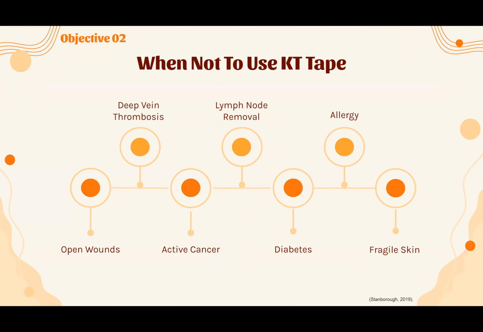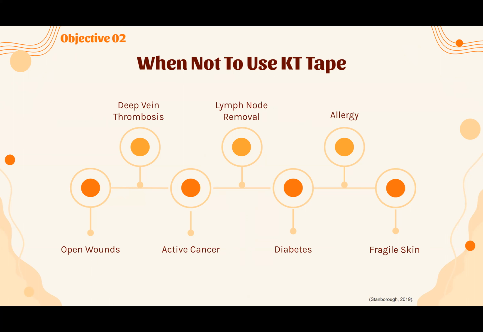It is important to know when to not use KT tape. Taping over an open wound may result in an infection developing at the wound site. KT tape helps to increase blood flow, which can dislodge a blood clot and potentially be fatal, so do not use KT tape when blood clots are present. It is not appropriate to use KT tape with a client who has active cancer, as the increase in blood flow to the cancerous growths can be extremely dangerous.